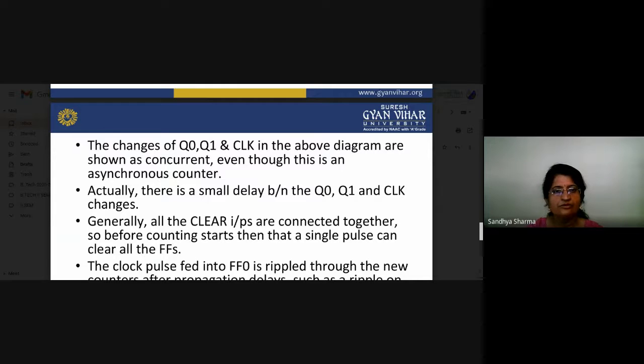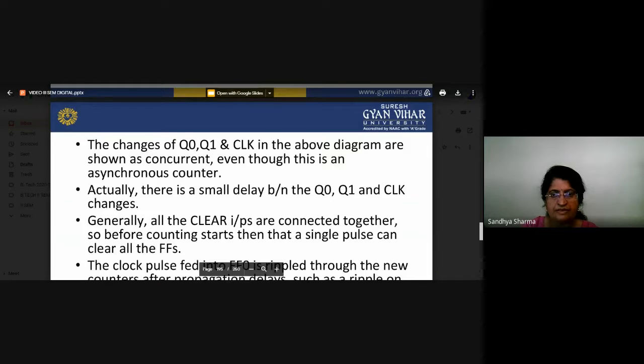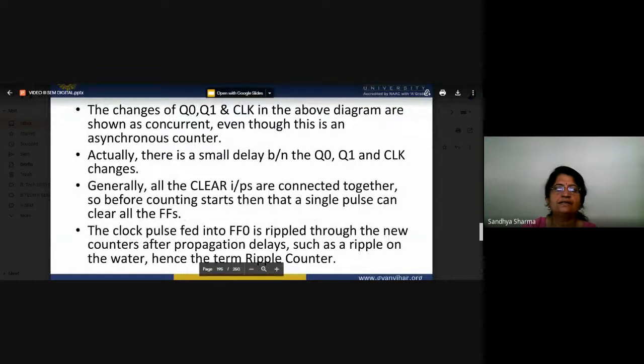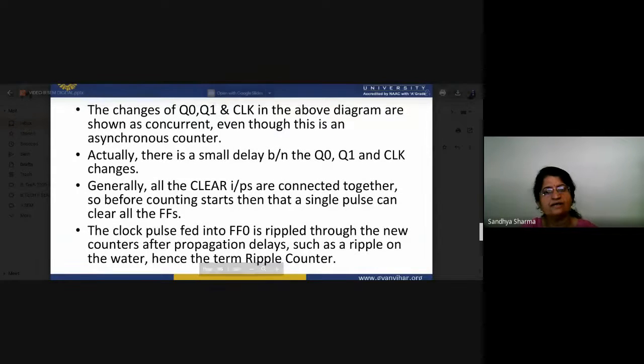So actually there is basically a delay, because when the Q0 output is executed and given to the clock signal of Q1, then it will be executed. So this delay will be added in our asynchronous flip flop. And if you want to clear all the connected flip flops together, if you want to reset all the flip flops, you can give them the clear command.